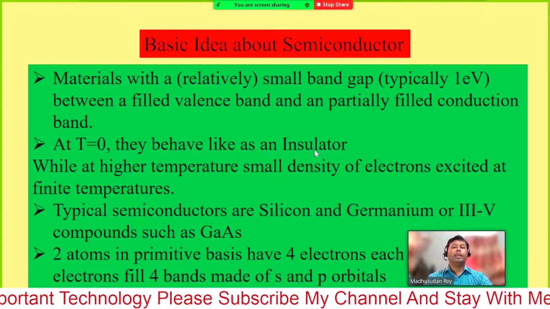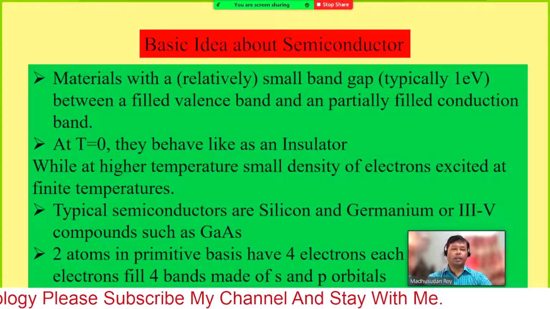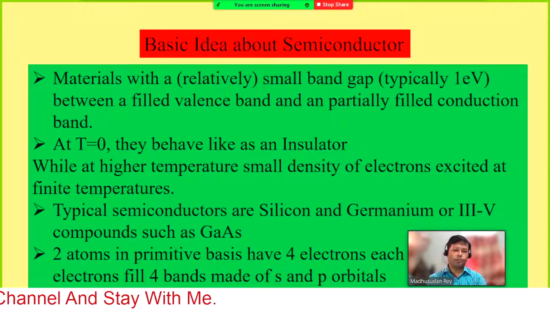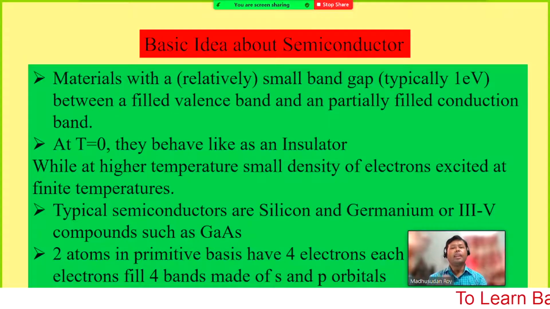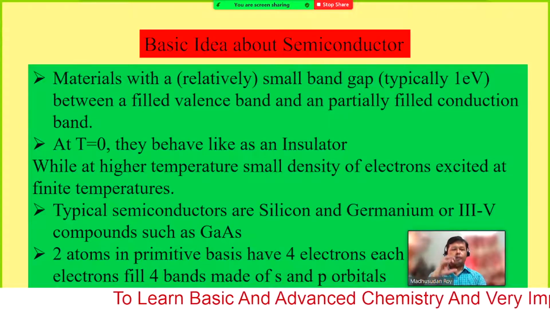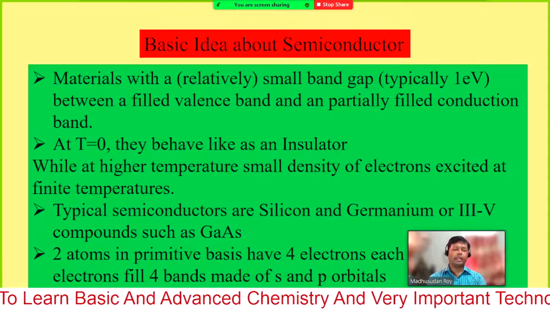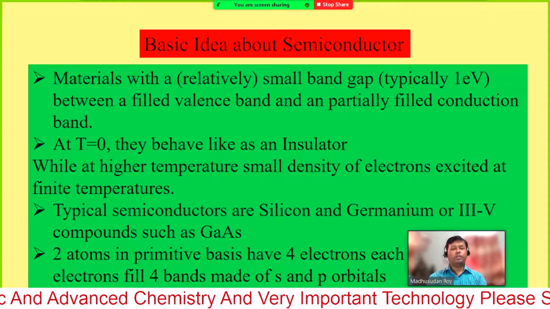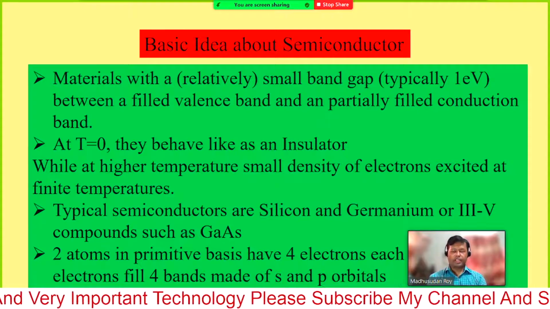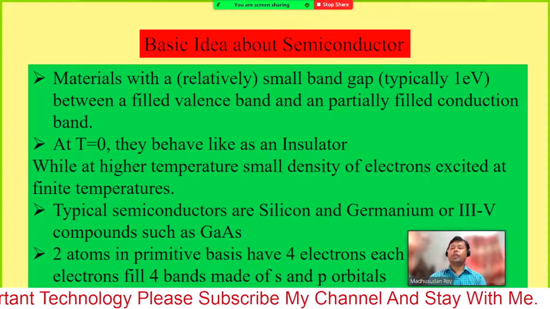That means at very low temperature or 0 degree Kelvin, the kinetic energy of the electrons in the valence band is very low. Therefore, the electrons cannot jump from the valence band to the conduction band. So they behave like an insulator. While at higher temperature, a small density of electrons is excited at finite temperature. So if you apply a certain temperature, the electrons can have some kinetic energy. Therefore they can transfer from the valence band to the conduction band.